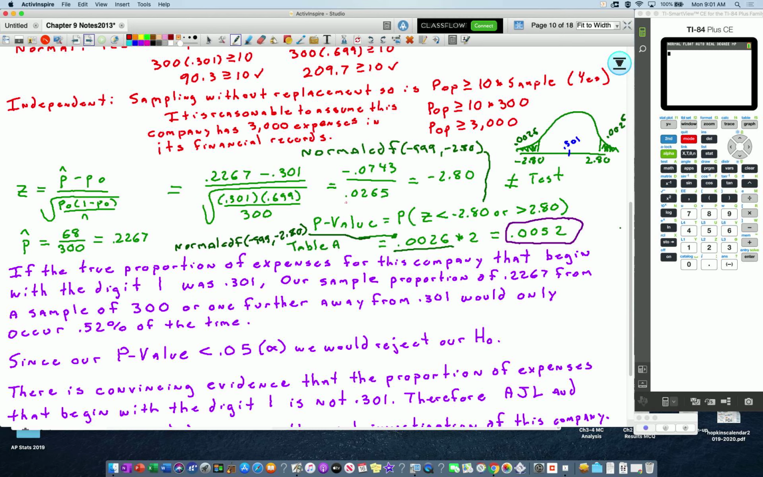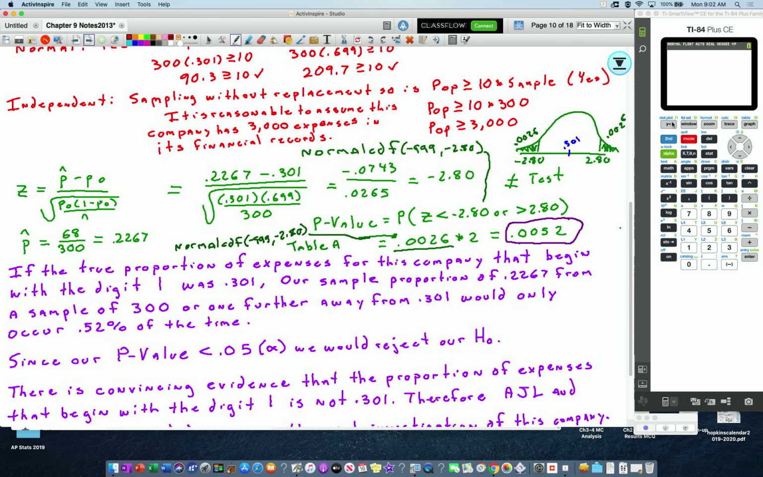So I subtract to get negative 0.0743, the standard deviation is 0.0265, divide the two and I get negative 2.80 standard deviations. Then I just do normal CDF of one of the sides. When I do that, as you can see either here or here, I get a p-value of 0.0026. So that's this area.